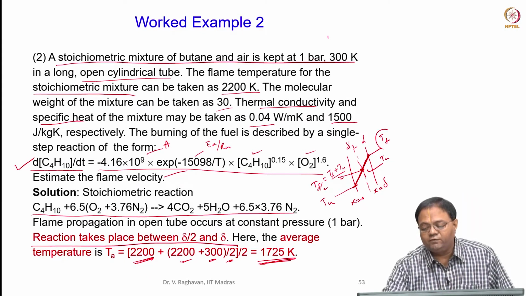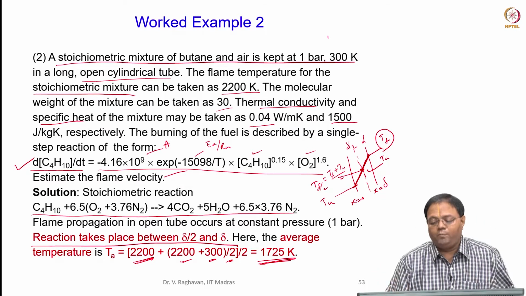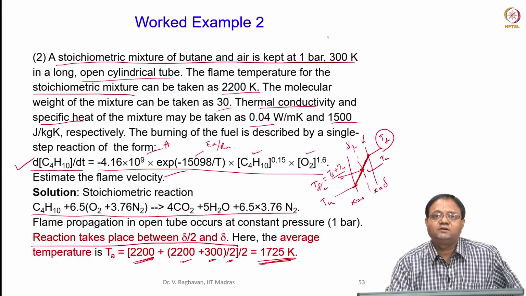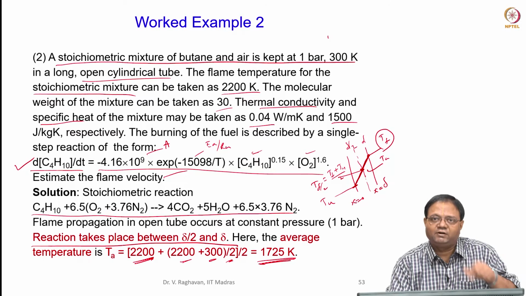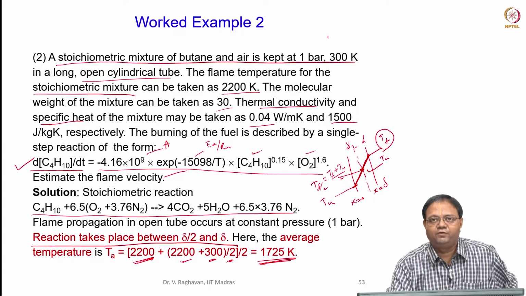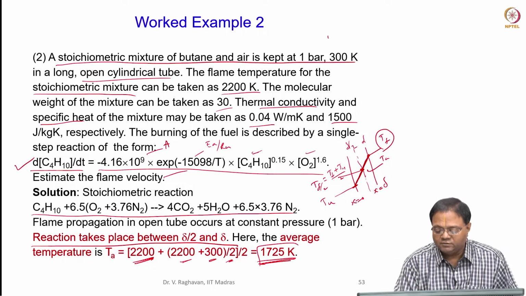You can also calculate the reaction happening at Tf, but obviously the reaction has started well before that. So you have to take some average temperature. We are requiring only the average reaction rate. The maximum reaction rate will be at Tf, but we are now interested in the average reaction rate, which is calculated at this temperature.